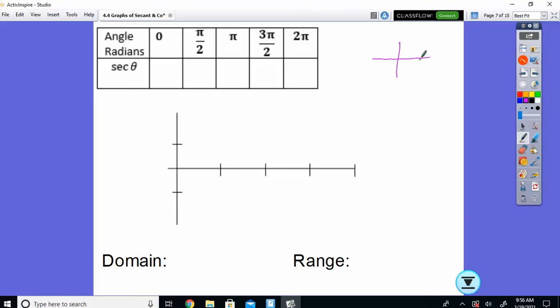Think about cosine. Cosine's the x. Cosine of 0 is 1, so reciprocal of 1 is 1. Cosine of pi over 2 is 0, so secant's undefined. Secant of pi is negative 1. Sorry, cosine's negative 1, so secant is negative 1. At 3 pi over 2, cosine is 0, so secant's undefined, and 2 pi is back to 1.